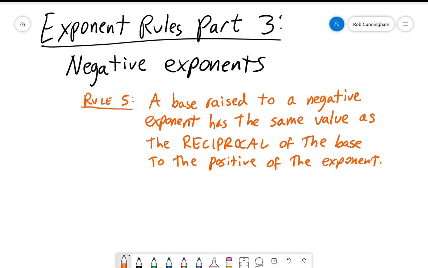Welcome to part 3 of my series on exponential rules. Today we're going to talk about negative exponents.